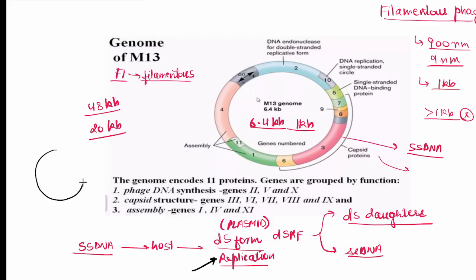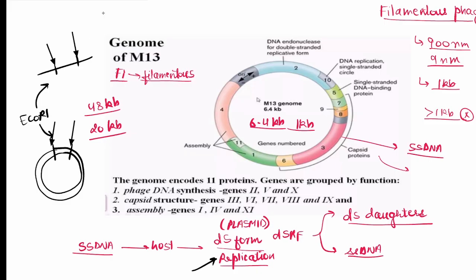So when the M13 is in double-stranded form, suppose we take one particular restriction site, let's take EcoRI. It will cut on a particular site of this double-stranded replicative form of M13, and the same EcoRI we will also use to cut our gene of interest. Suppose here it has cut at this place and here at this place. Now we will take this gene of interest from here and transfer it here.